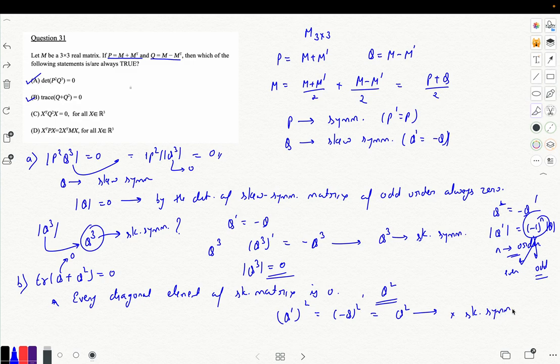Since Q square is not skew symmetric, we are not sure whether its diagonal elements are going to be 0, because the diagonal elements in this case are not necessarily 0. So what you can do in this question is just take some random matrix. That is the best method: take a matrix, let's say Q, which is a skew symmetric matrix. I'm just choosing any skew symmetric matrix, like this. So this is the matrix that we have.